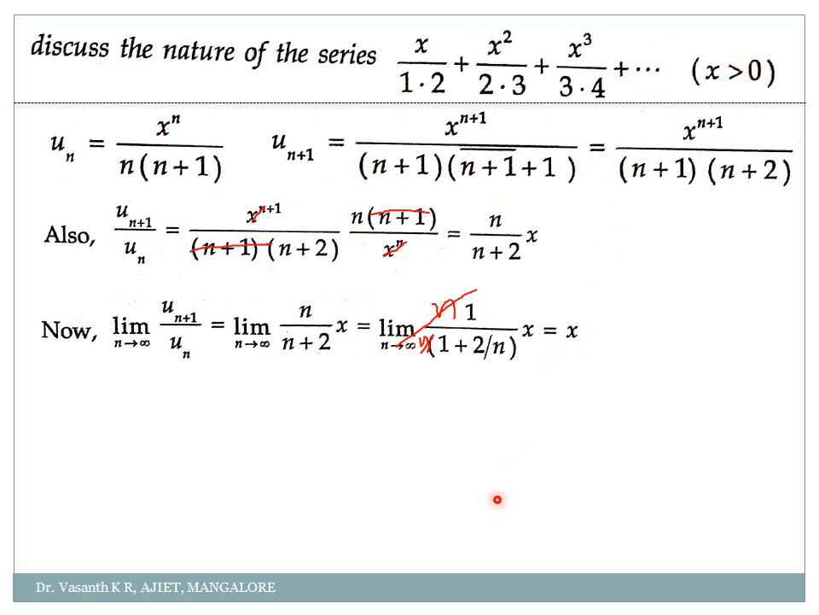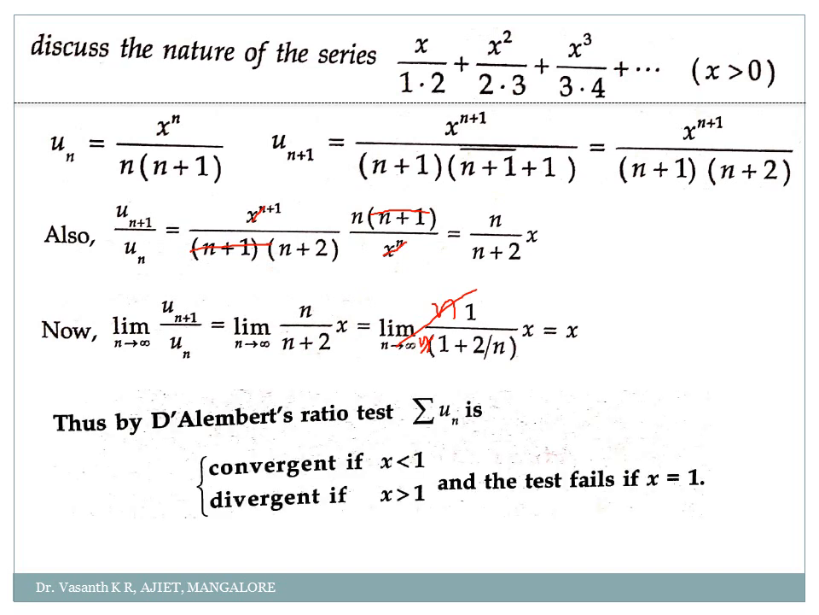What is 2 by infinity? 0. So 1 plus 0 is 1. 1 and 1 will get cancelled. Only x will remain here. Okay, you try to simplify it. It is easy, you will understand it. Okay, so I'll just write it if you want. So here n was there and here I have taken n outside. This n and n will get cancelled.